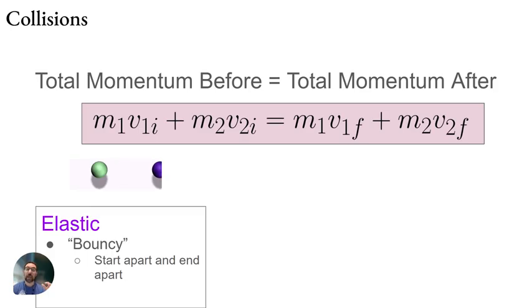This looks like a lot, but really, m1v1i is the momentum of the first ball. m2v2i is the momentum of the second ball. The subscript i's are initial. On the other side of the equation, the subscript f's are the final. So this really just says the two momentums added up before the collision must be equal to the two momentums added up after the collision.